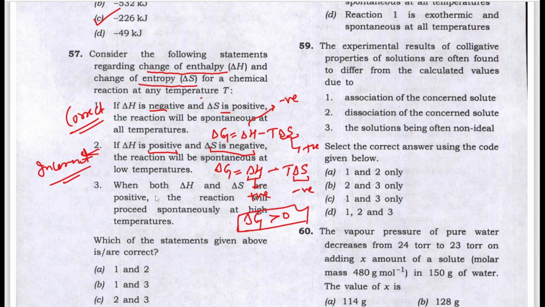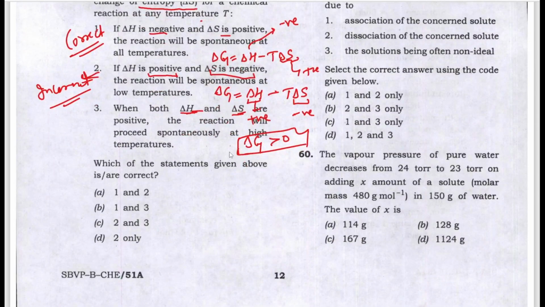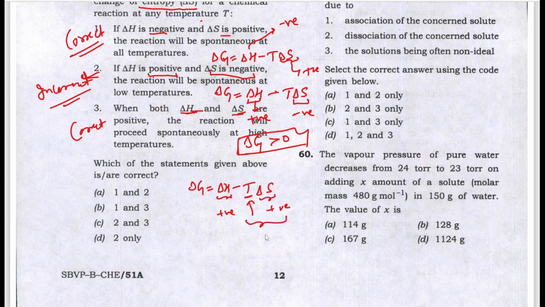Okay. Now in the third case, when both delta H and delta S, enthalpy and entropy, are positive, the reaction will proceed spontaneously at high temperature. So take delta G is equal to delta H minus T delta S. If this is positive and this is also positive, they are saying that the reaction will be spontaneous at high temperature. This is a correct statement because if you raise the temperature, obviously this term will increase. If this increases, ultimately delta G will become less than 0 and the reaction will be spontaneous at high temperature. So both the first and third statements are correct. So our correct answer in this question is B.